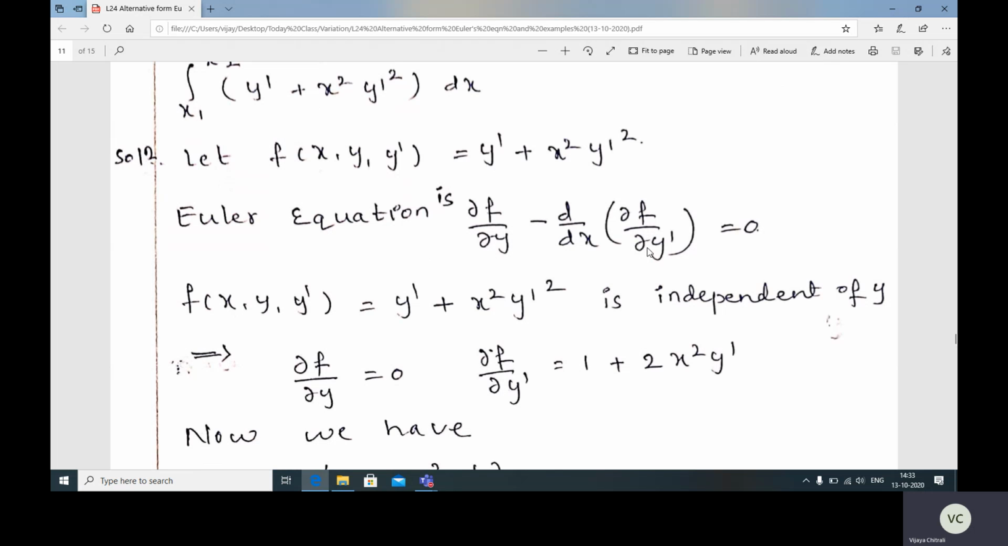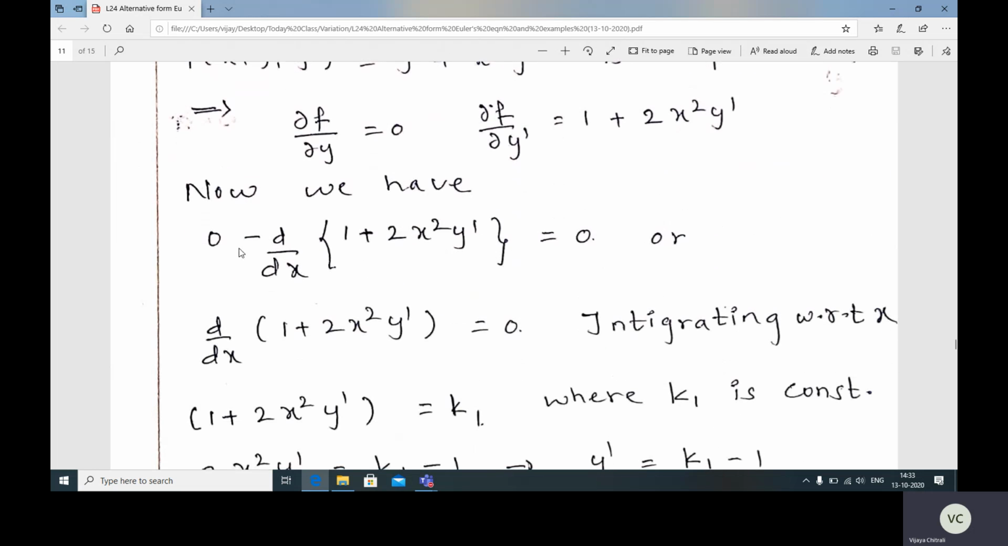Now find dou f divided by dou y dash. Meaning of this, differentiate partially with respect to y dash. So differentiate this f partially with respect to y dash, keeping the other variables x and y constant, right? So differentiation of y dash with respect to y dash gives 1, plus x square constant, and y dash raised to 2 differentiates to 2y dash. 2y dash into x square is 2x square y dash. So dou f divided by dou y dash is 1 plus 2x square y dash.